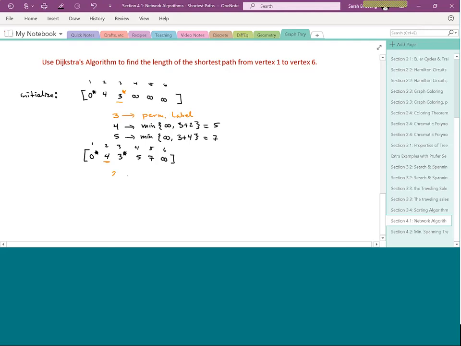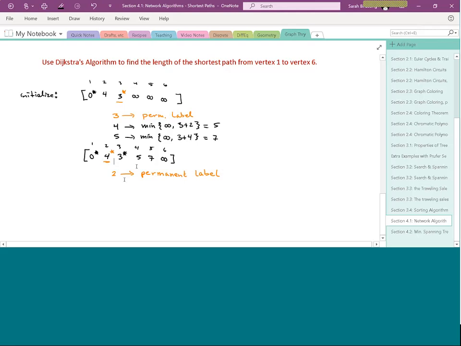So if we take vertex 2, we're going to change that 4 to a permanent label. Notice because vertex 2 was not adjacent to vertex 3, we didn't have one of those situations where we're going to come back around and get to vertex 2 by way of a different way that's shorter than 4. So in this case, this guy gets to be a permanent label. But we waited to make that call until we actually got to this stage.